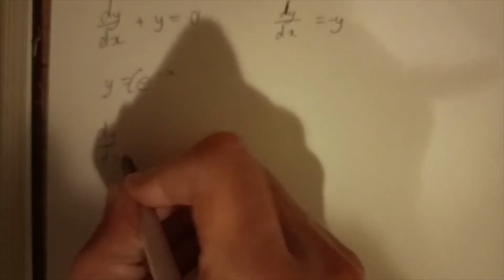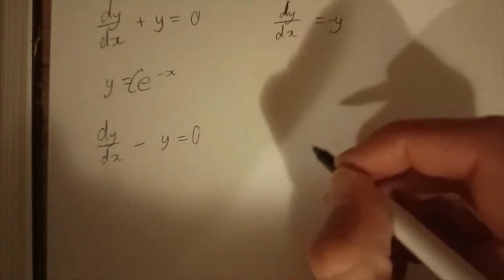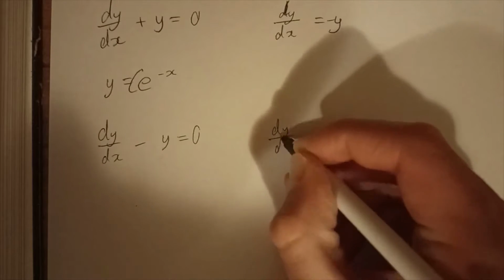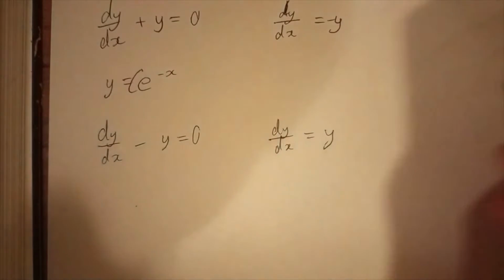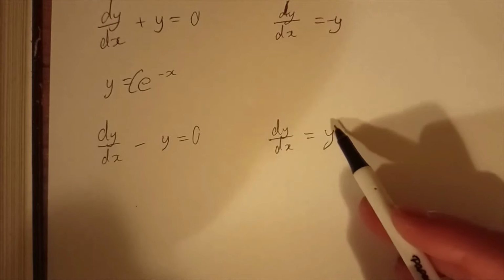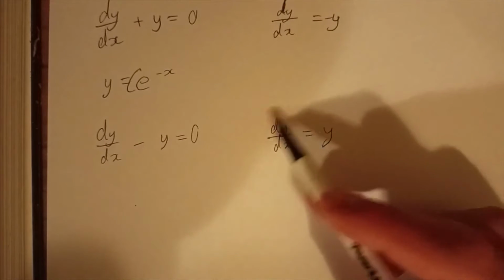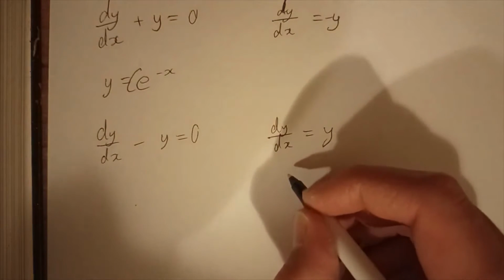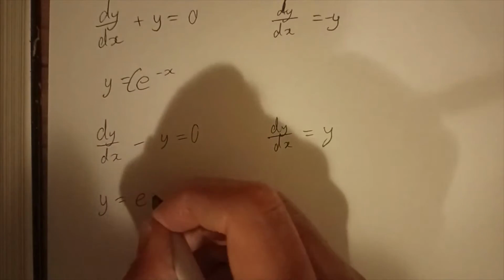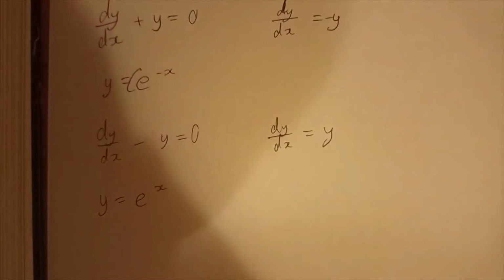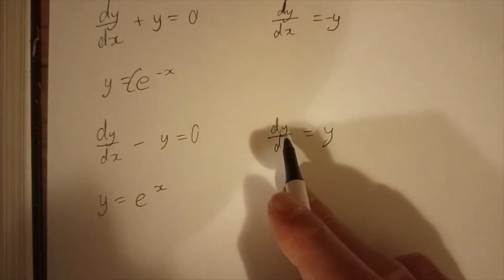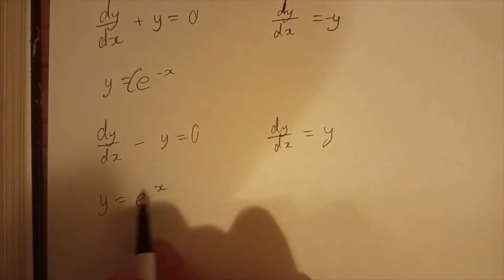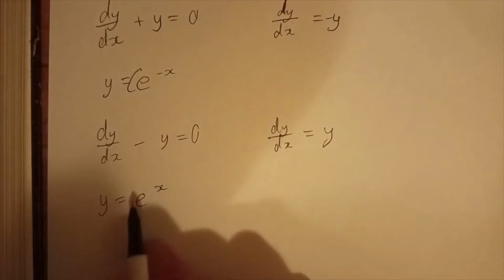If instead we had dy dx minus y equals 0, then we could actually write that as dy dx equals y. And now we just need to find a function for which the derivative is equal to the function itself. And of course, the exponential function has that property. Indeed, any constant multiple times this exponential function also has the same property.